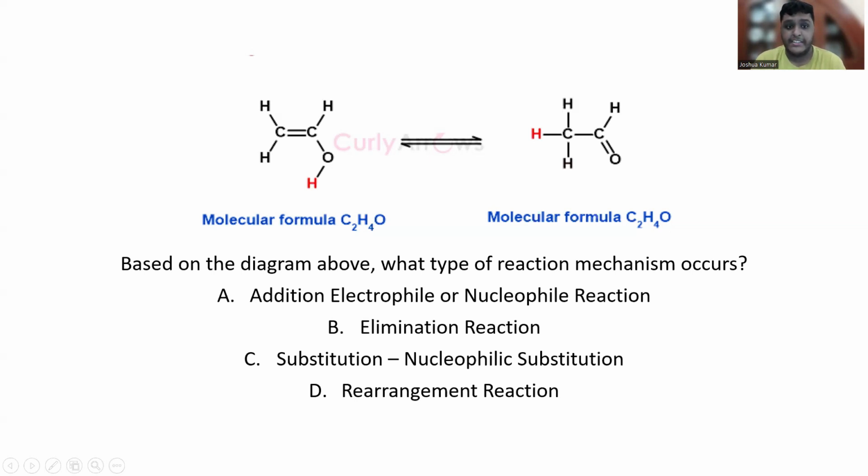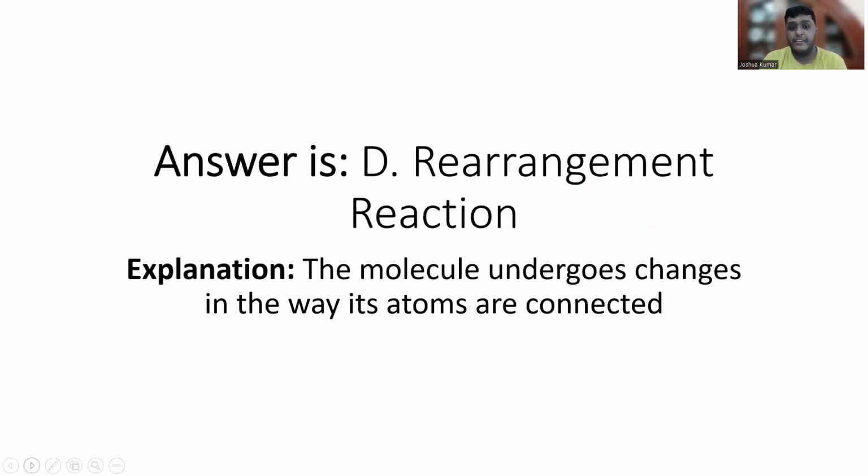So my first question is, based on the diagram above, what type of reaction mechanism occurs? A. Addition electrophile or nucleophile reaction. B. Elimination reaction. C. Substitution, nucleophilic substitution. Or D. Rearrangement reaction. So based on the diagram above, I can conclude that the correct answer is D. Rearrangement reaction. This is because the molecule undergoes changes in the way its atoms are connected.